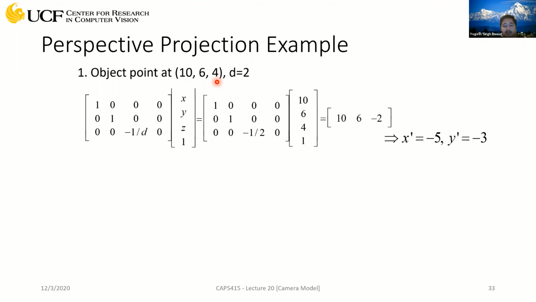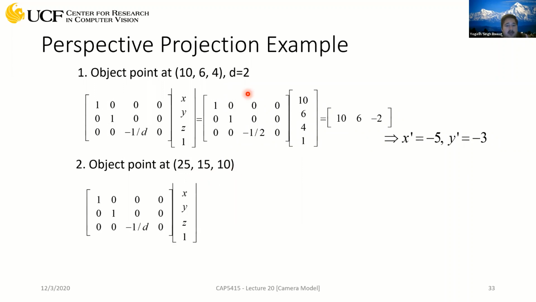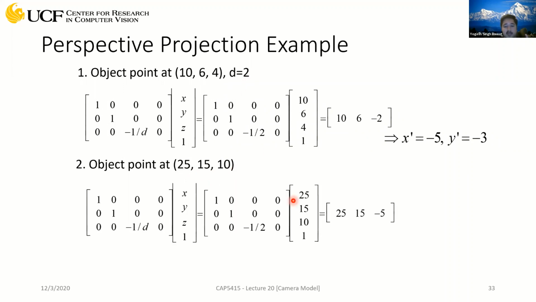And what you want to know is that if that point gets projected to an image frame through a lens which has a focal length of 2, what will be the exact coordinates for that projection? So this projection matrix is giving exactly that. So it will be -5 and -3. So let's see another example. You have another point 25, 15, and 10, and again the same focal length. And if you solve this, you will again get the same coordinates, -5 and -3.